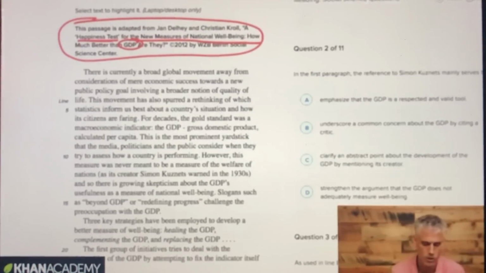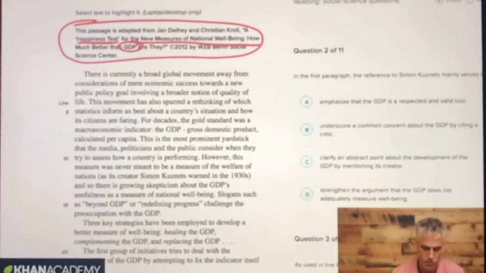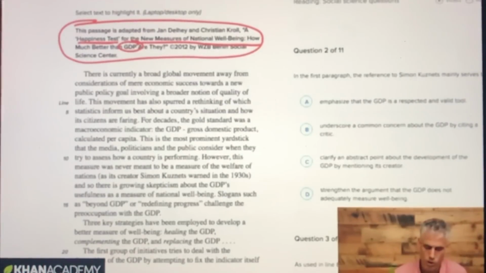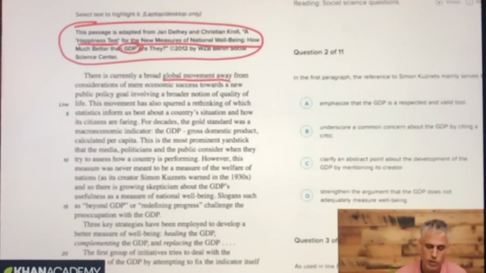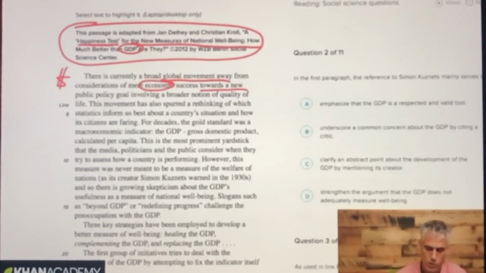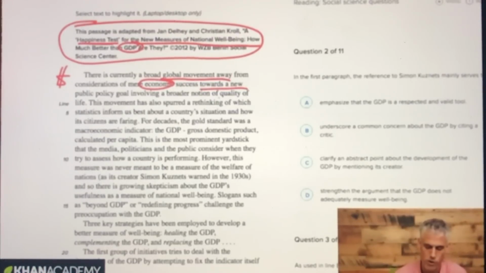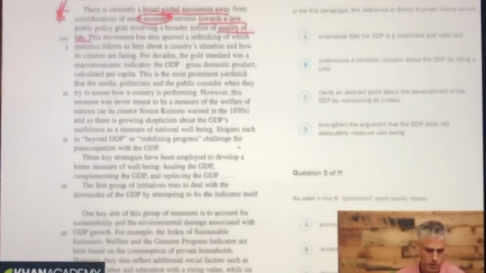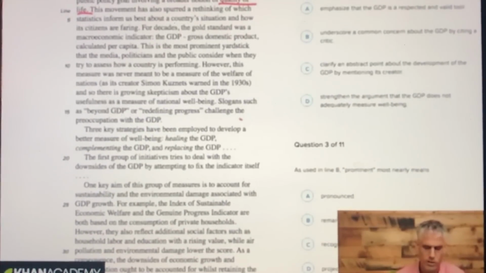And then what I'll do is I'll have a quick look at the first sentences of these paragraphs. Currently a broad global movement away from considerations, global movement, that sounds big, away from considerations of mere economic success, so away from economics, towards a new public policy goal involving a broader notion of quality of life. Okay, quality of life, economics. Let's scroll down a little bit. This movement has also spurred a rethinking. Okay, so we're skimming here, we're scanning.